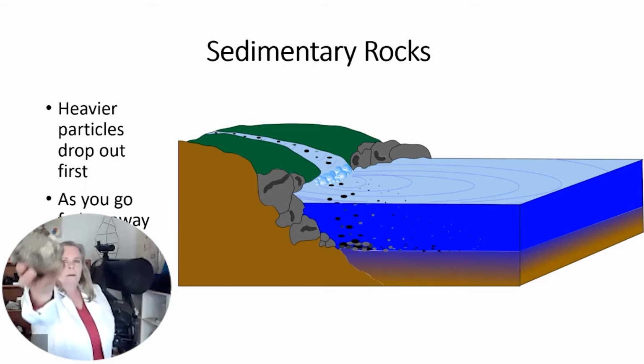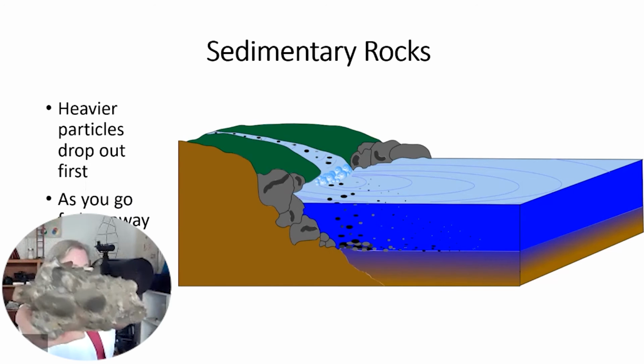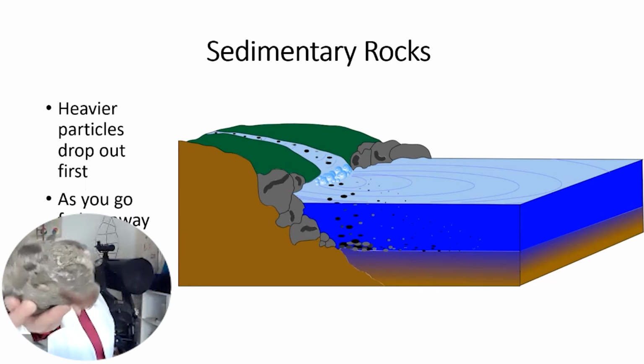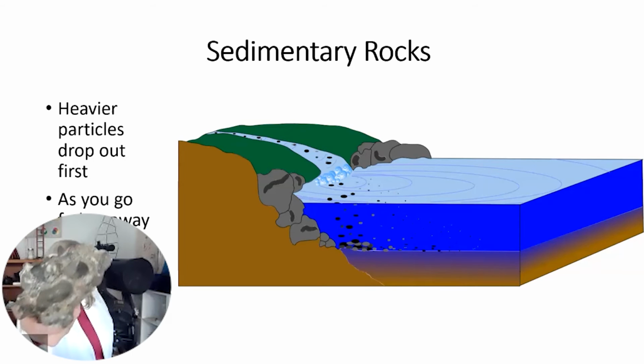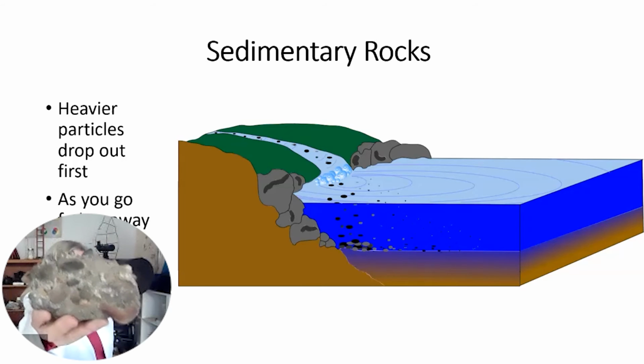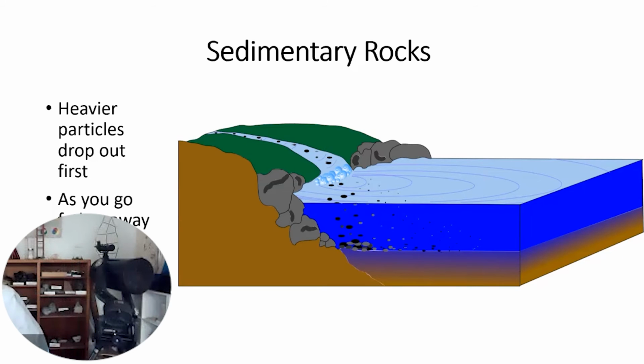this is a piece of conglomerate. See how it's just a bunch of big rocks that have been cemented together. Now, not like concrete cement, not man-made, but this has been cemented by nature. So over a lot of time and pressure, it was pushed together. Okay, so that's a conglomerate.